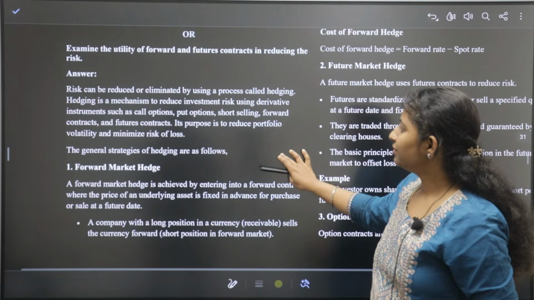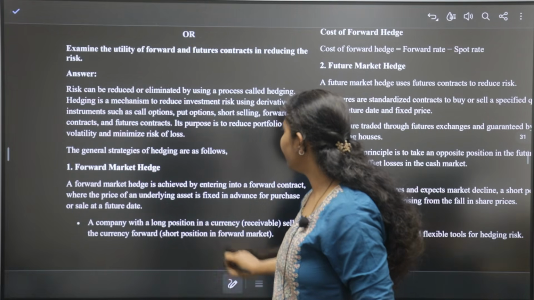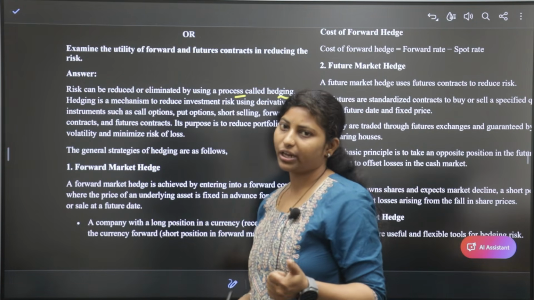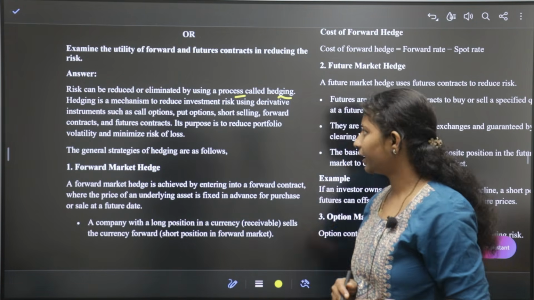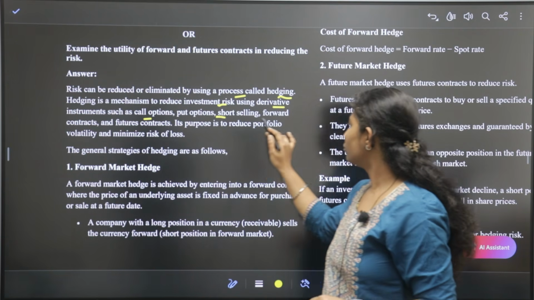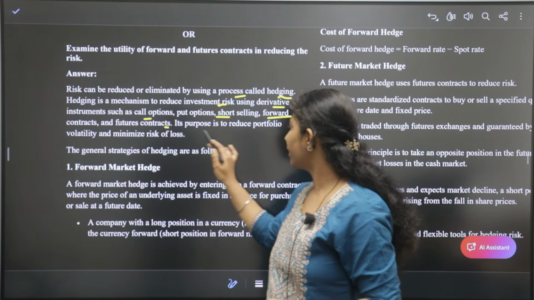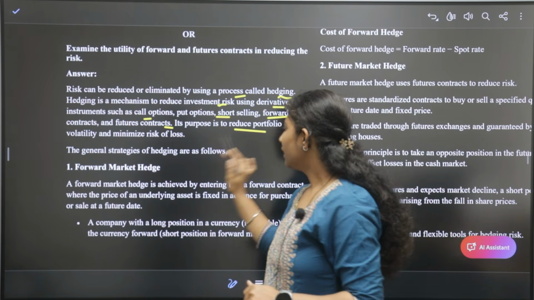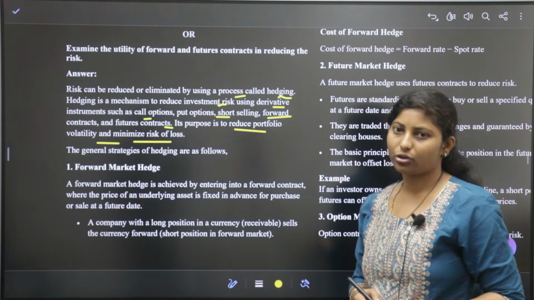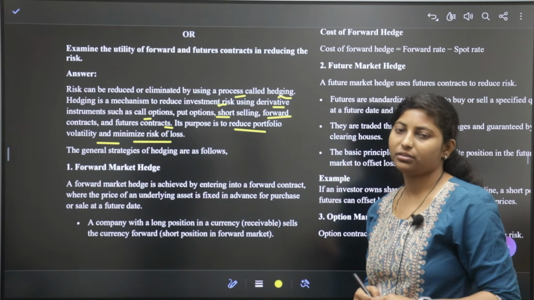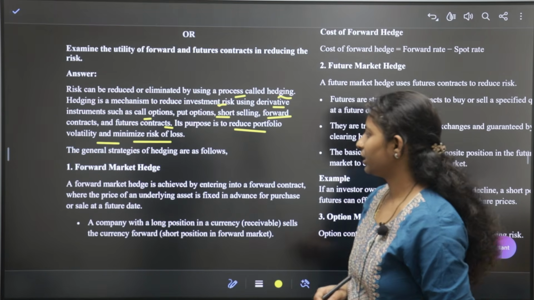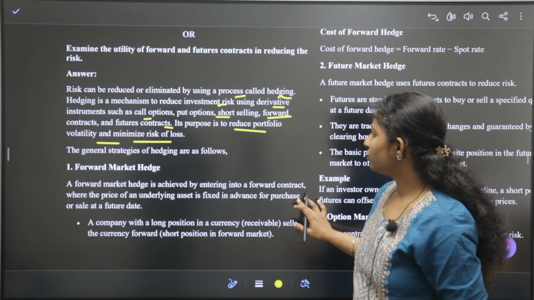So here the answer is that risk can be reduced or eliminated using a process called hedging. Already we discussed hedging. Hedging uses financial instruments, derivative instruments like call option, put option, short selling and forward contract. Its purpose is to reduce portfolio volatility and minimize the risk of loss. So hedging will help you minimize the risk of loss in all the options: call, put, forward, futures.